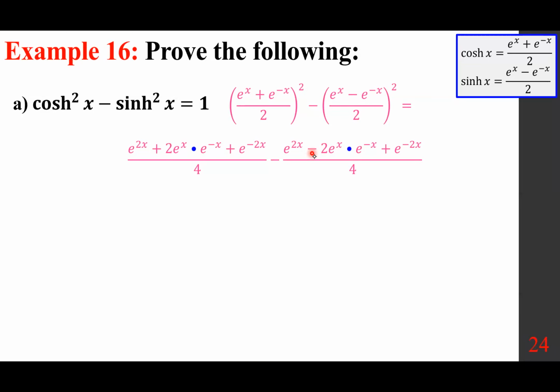Now, what happens here? We are going to look at these two and realize this times this is e to the power of 0, and therefore this is 2, and this is also 2 with a negative sign, minus 2. So I want to make sure we understood what happened here. Class, e to the power of x times e to the power of minus x is e to the power of 0, which is 1. We should know that. Okay.